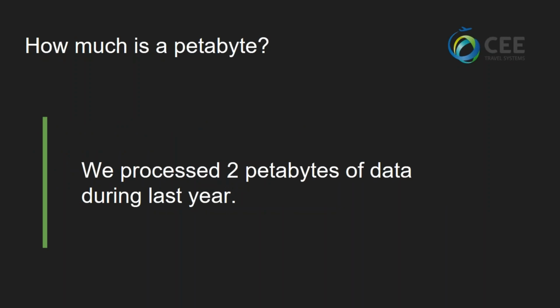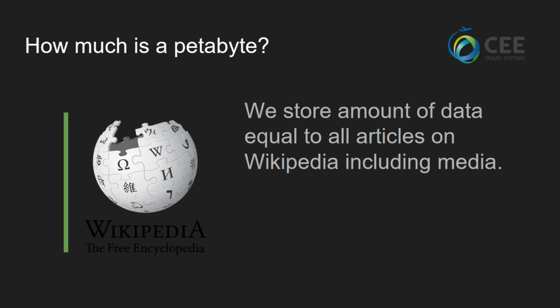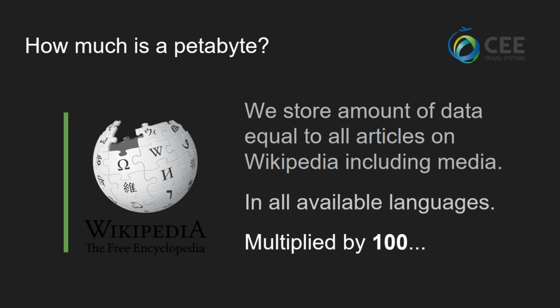Just to give you an idea, during the last year, we processed about 2 petabytes of data. And for those of you who are not programmers like myself, I'll briefly explain what a petabyte means. If you imagine the entire Wikipedia, we store an equal amount of data of all articles, including media like pictures and videos in all available languages, all this multiplied by 100. So this is the amount of data that we process.